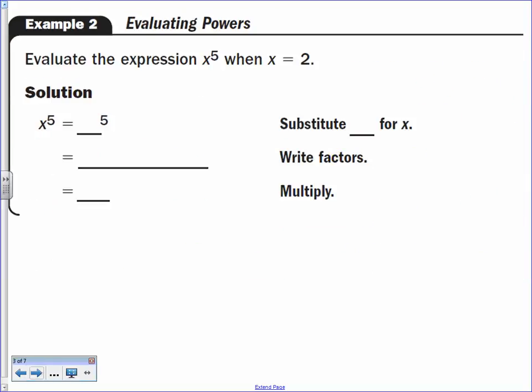Okay, example 2, let's look at this. Evaluate the expression x to the 5th power with x equals 2. So I'm going to substitute what for x here? 2, good. So 2 to the 5th power. Now, it says write the factors, but that's the same thing as the meaning. Write that down. So if I'm going to write the meaning, or the factors, how many? What do I write down? Very nice, good. How many times?